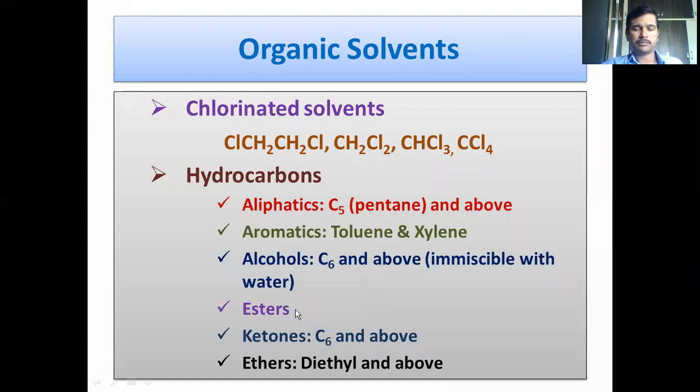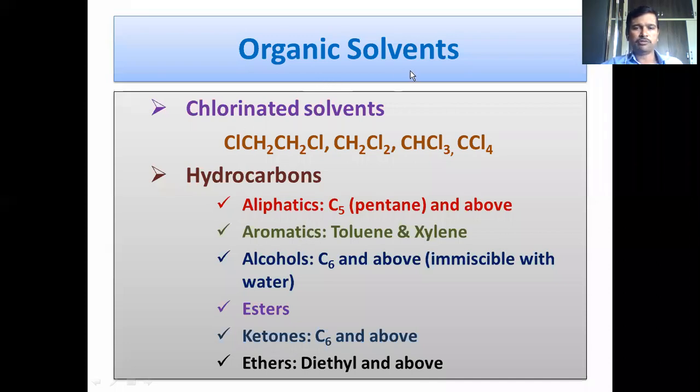And even esters, ethyl acetate, methyl acetate, propyl acetate, etc. Esters can be used. Ketones, C6 and above ketones are used. So benzophenone we can use. Ethers, diethyl and above, diethyl ether, n-propyl ether, etc. All these ethers, because they are organic in nature, and their density and their volatility are considerations here.